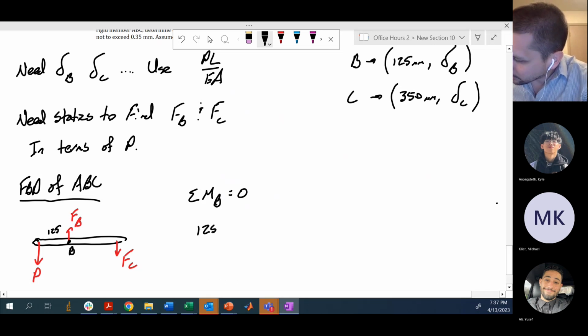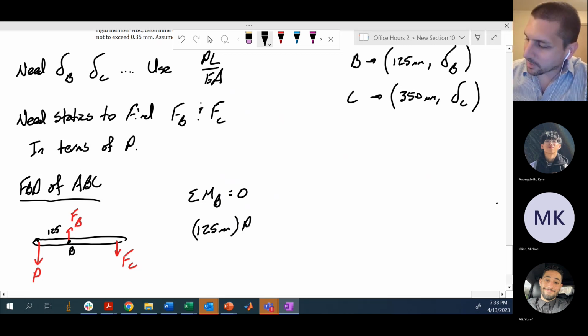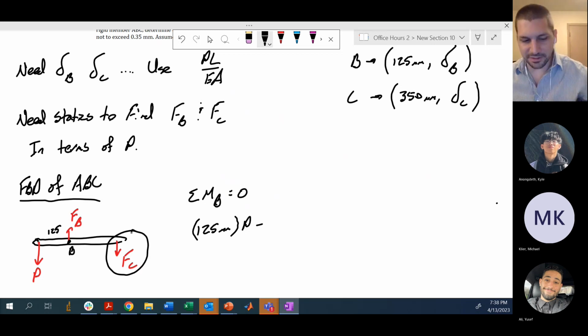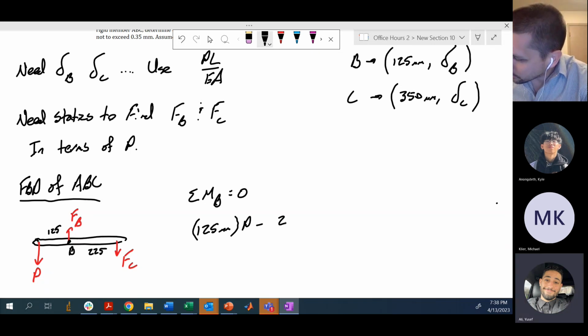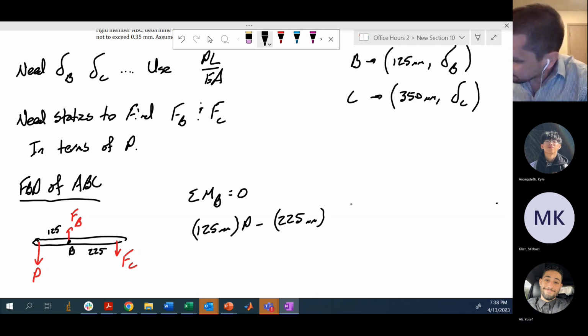So 125 millimeters times P, positive moment contribution, minus, I'm going to get a negative contribution from this FC, and that is 225 millimeters away. So minus FC times 225. I had a quick question about FB and FC. Go ahead.